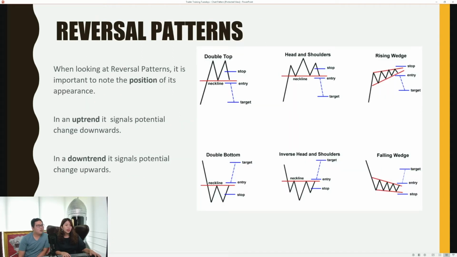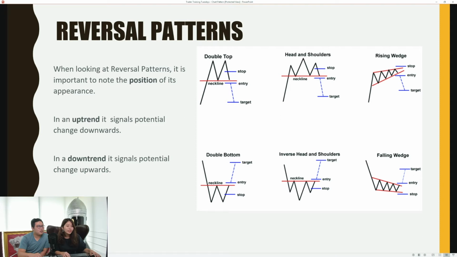Okay, reversal patterns. When looking at reversal patterns, it is important to note the position of its appearance. At the top of an uptrend, it is a potential change downwards and vice versa. That's not very hard. Double top means it hits the top twice. Head and shoulders hits the top 3 times. And rising wedge means it just kind of looks like a duck's bill. Wait, does head and shoulders mean that it hits the top 3 times, or does it mean that it hits the neckline, which is the support, twice? I guess we'll find out in the next slide.